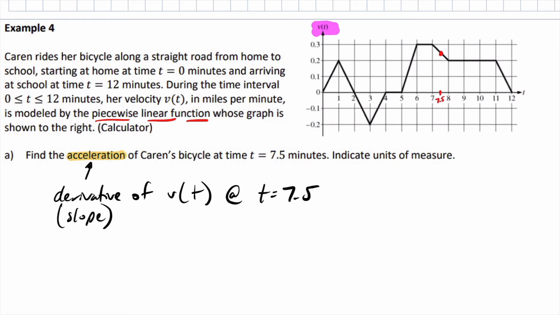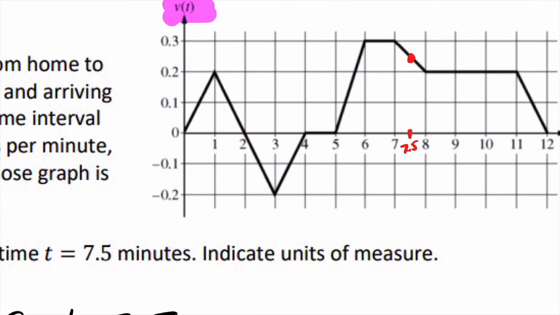Okay. This is a line right here. Then this is a line right here. This is a line, that's a line, that's a line. The one we're looking at is right here. So we have to find the slope of that line. Okay, so slope.